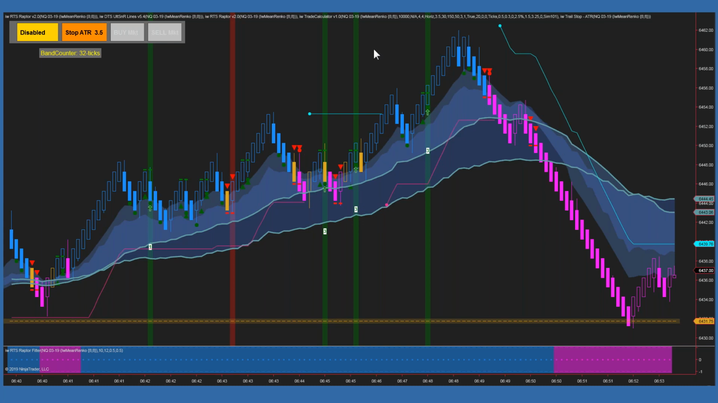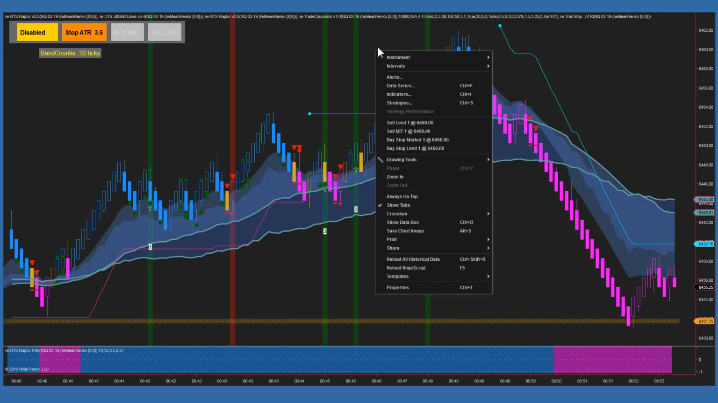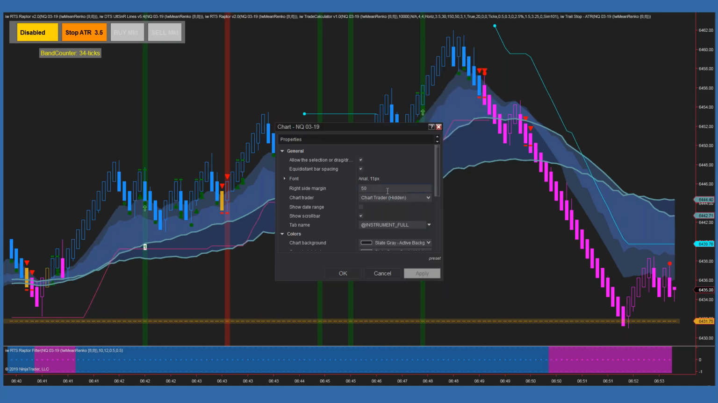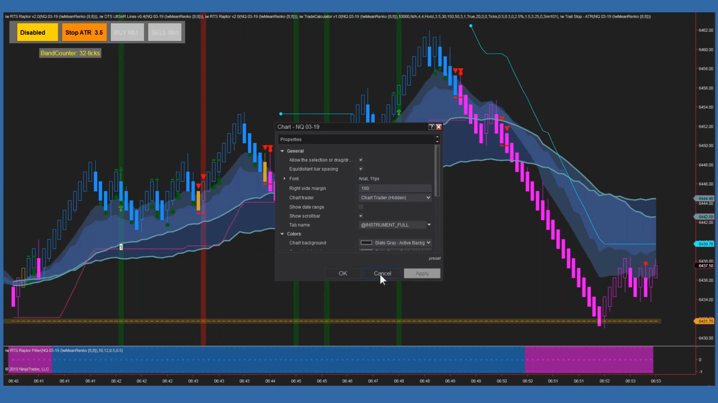Or while we're waiting on this, let me make a little change here to how my chart displays. That looks a little better.